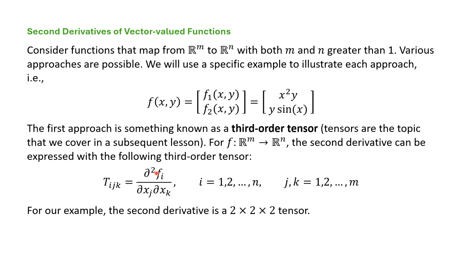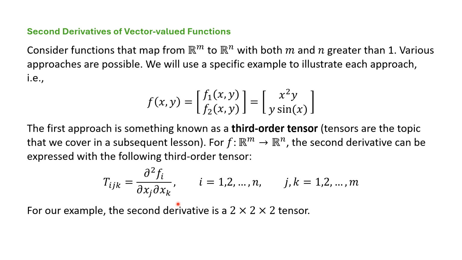So for f from Rm to Rn, the second derivative can be expressed with the following third-order tensor, T i j k. I stands for the functions, and then j and k are the variables. So basically you're taking each function and then all the combinations, taking two at a time of the different variables, and you're taking that partial derivative.